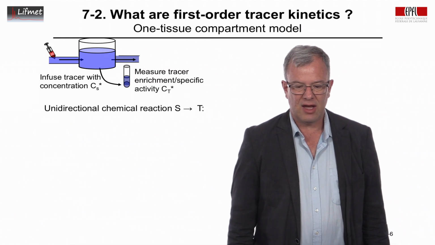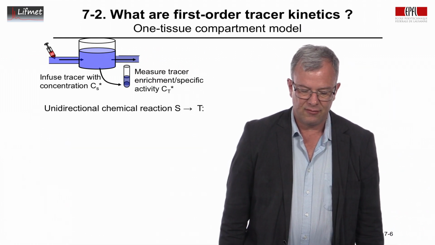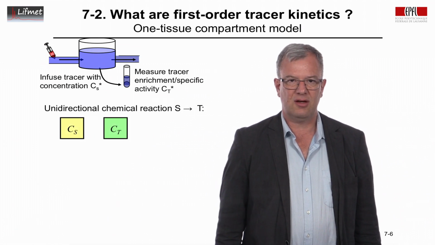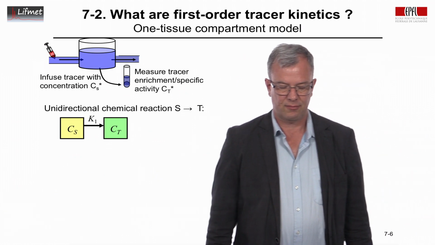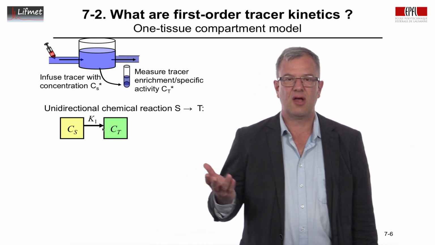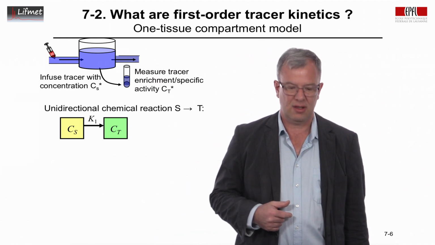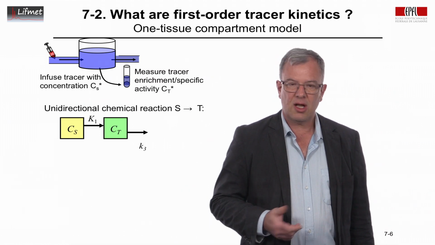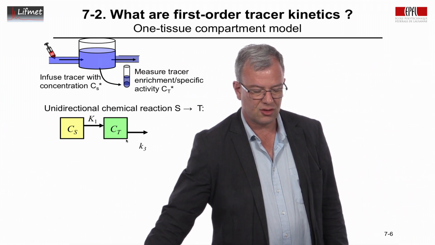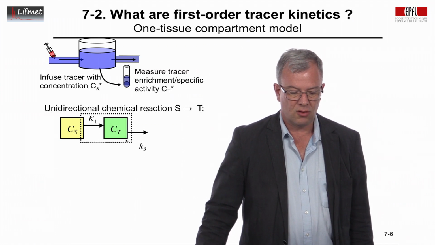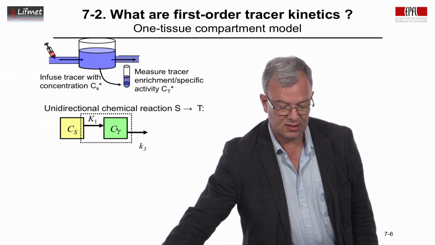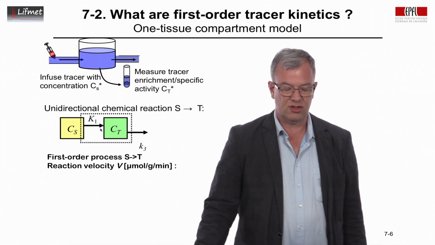Now let's look at when we have a unidirectional chemical reaction from substrate S to product T. So we have the concentration of the substrate, we have the concentration of the product, and we have a unidirectional reaction. This means we can only proceed in one direction. Hexokinase is a very good example of such a metabolic system. The product is then metabolized further by another reaction, and we describe it here with a reaction constant K3. What we are measuring is this compartment here, the tissue radioactivity.